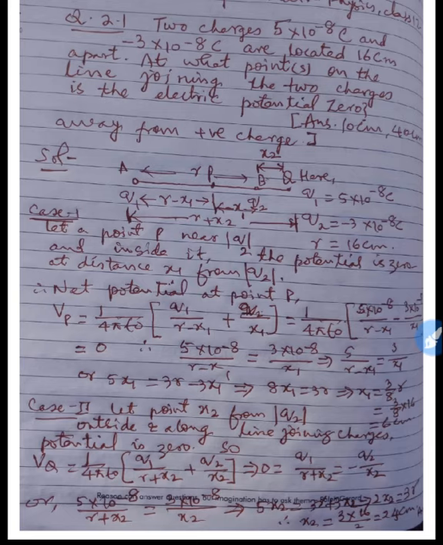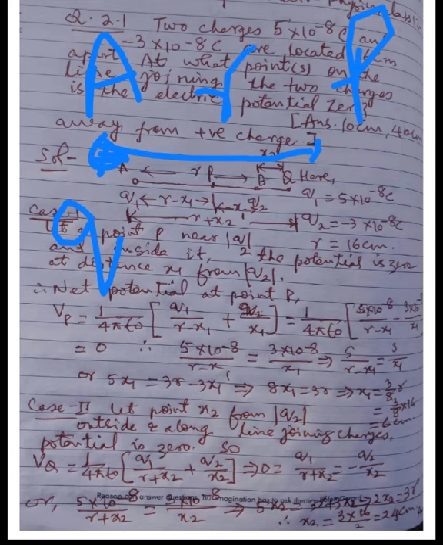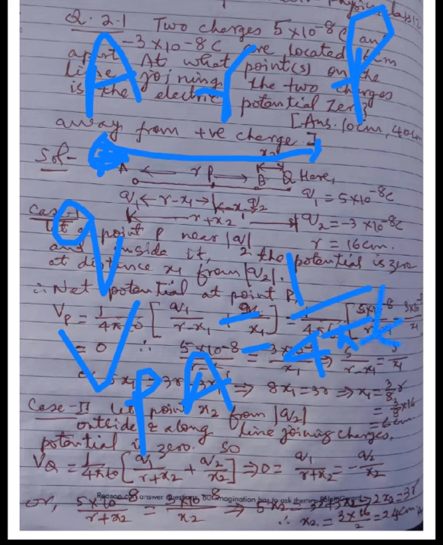We will solve this question first by knowing that if a point charge Q is placed at point A, and point P is at distance R from it, then the electric potential at point P, V_PA, means potential at point P due to charge at A, is equal to 1 upon 4 pi epsilon naught multiplied by Q upon R. Here R is the distance of the point P from the point charge Q.